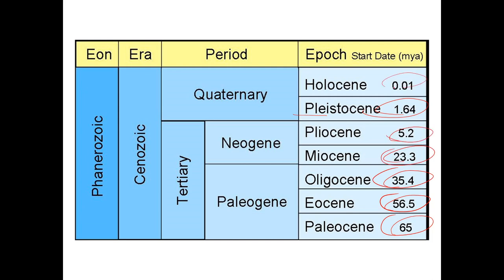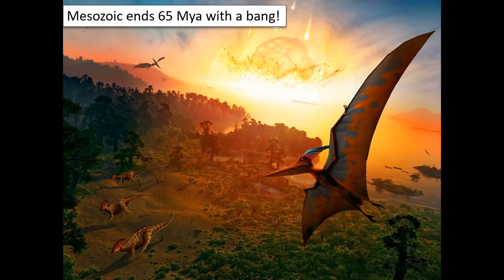Okay, and you can see the Holocene only started 0.01 million years ago. What would be 0.1 million years would be 100,000 years ago. 0.01 million years ago would be 10,000 years ago. So the Holocene only started about 10,000 years ago. Okay, so the Mesozoic ends 65 million years ago with a bang.